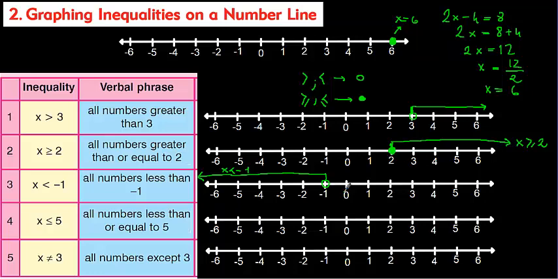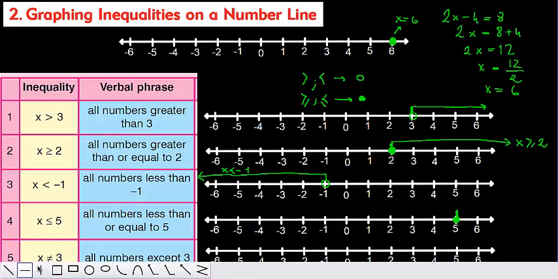Okay, the next one. Now I'm going to solve all numbers less than or equal to 5. Firstly, less than or equal to 5 means we are going to use a closed circle here. Then, which side is less than 5? This side is less than 5. So our line is going to be like this. Then we are going to shade this side.